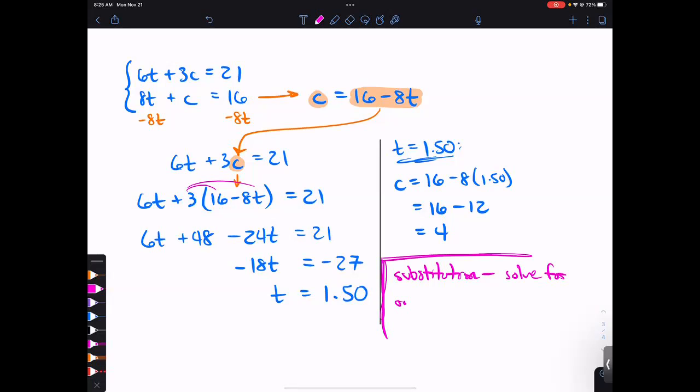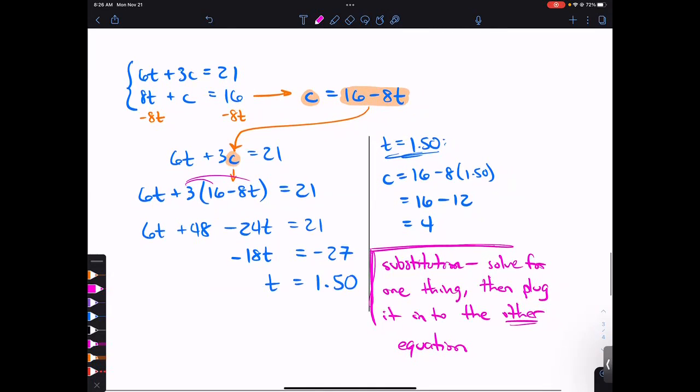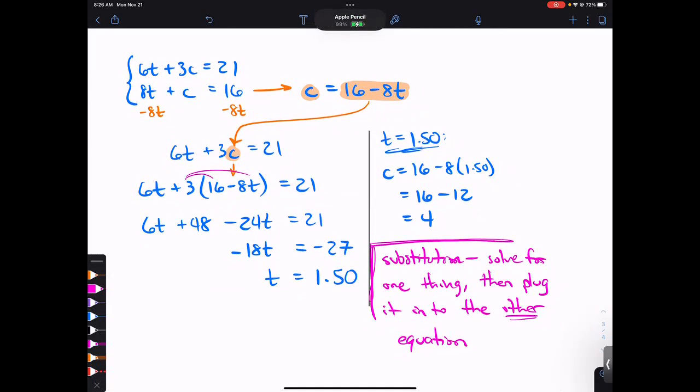Solve for one thing. Then plug it in to the other equation, that part's important. If you plug it into the same equation that you just used, you just end up with an identity and everything cancels and it doesn't tell you anything.